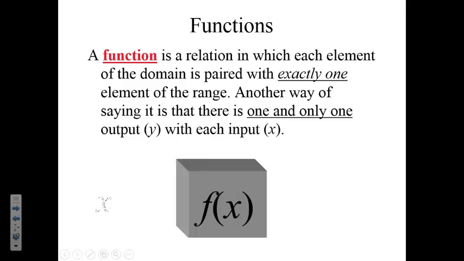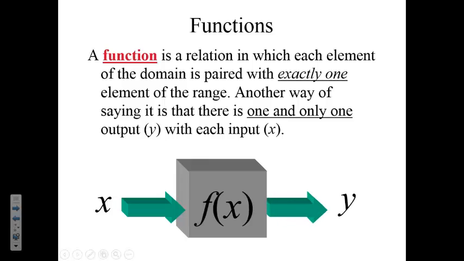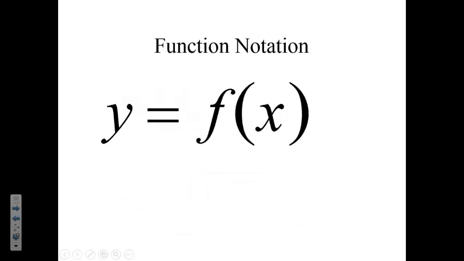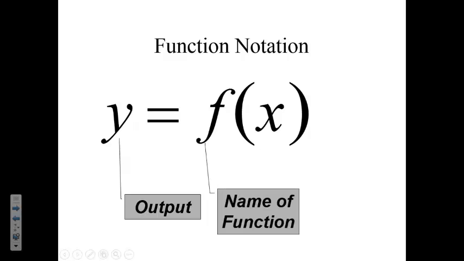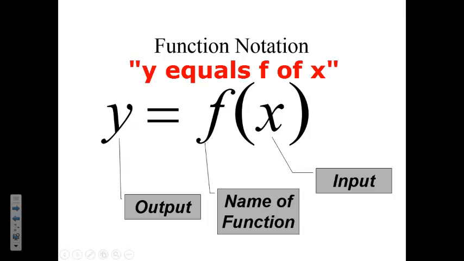So my input going in to the function is paired with exactly one output. This is what we call function notation, and we'll be doing more with this in the coming days. Basically it's saying that my output is whatever I got when I put in a certain value. So the name of the function in this case is f, and it is read y equals f of x. That is not parentheses x, it's f of x.